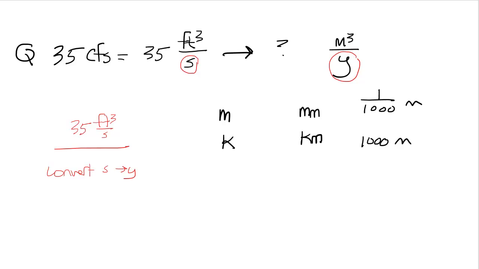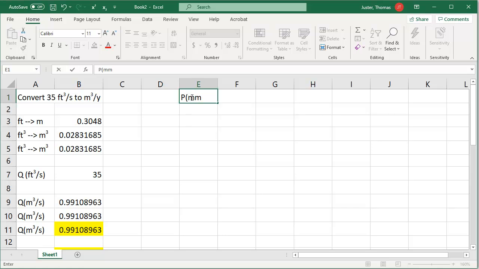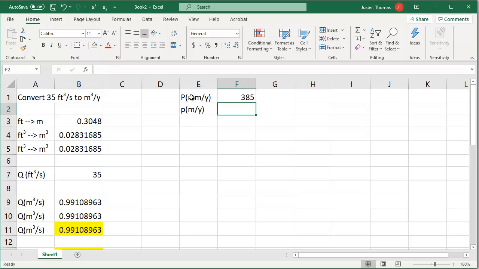But the reason that you should memorize them is because there are things you can do right away without even really having to use any functions at all in Excel. So a very common example is in the metric system, we might measure precipitation. Precipitation in the metric system is very often millimeters per year. And let's say we measure 385 millimeters per year. First thing we might want to do is convert that to meters per year. I could use the convert function, but really I should know that there are 1,000 millimeters in a meter.